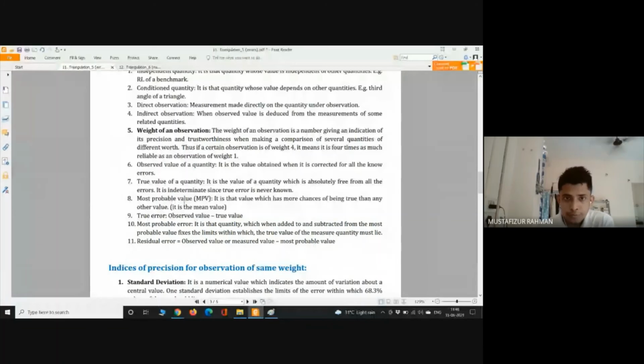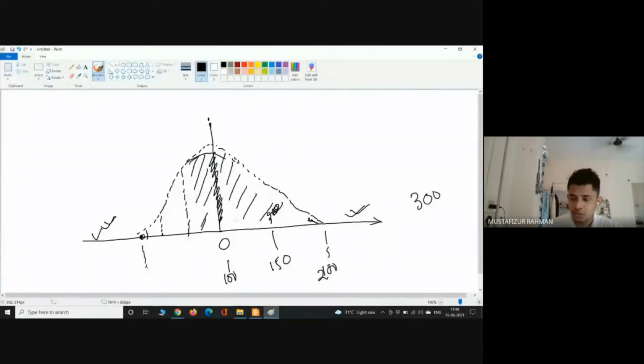Then most probable value, which we have already discussed, is the mean of all the measurements we have done, and it is the value which has the highest chance or probability of being very close to the true value. The observed value is the one that we have measured and corrected for some errors. Then most probable error.